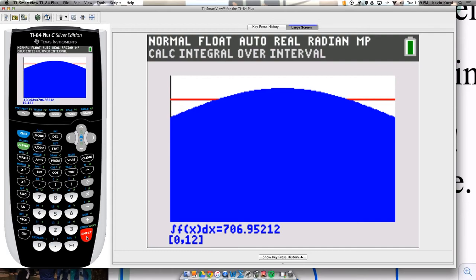Now, do you think anyone in the world has ever found the average value just by calculating the integral and forgot to divide it by the width? You think anyone has ever done that? Yeah. If you compute just the integral from 0 to 12, you're saying, oh, the outdoor average temperature was 706.952 degrees Fahrenheit.